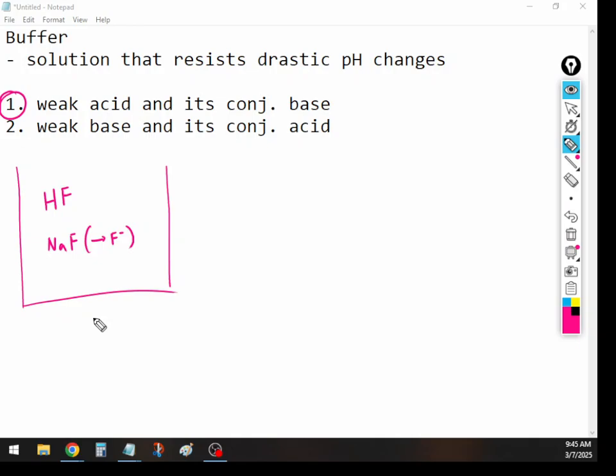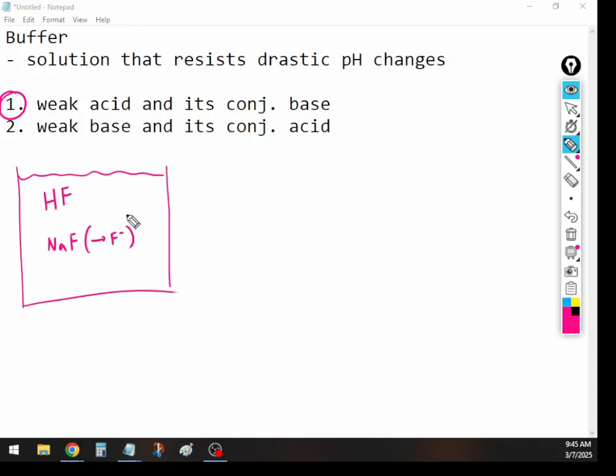Everybody good on what a buffer is? Again, this is what it's generally going to look like. You can also have a weak base and its conjugate, but just look for the conjugate. All right, so the way that this is going to work is, this right here is a weak acid and its conjugate base.